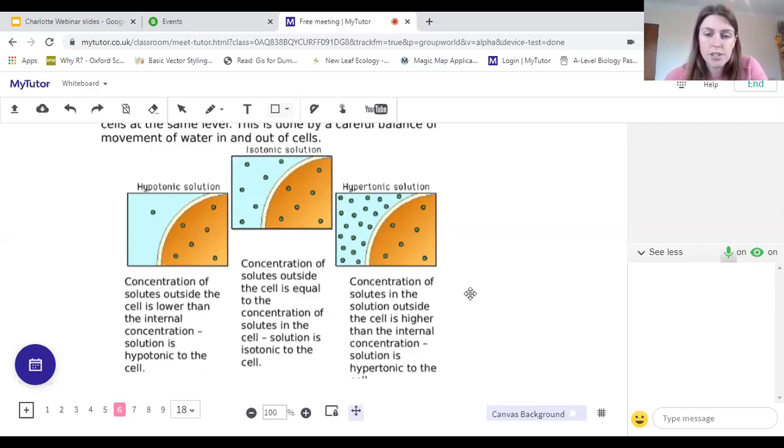So in this case, the concentration of solutes in the solution outside the cell is higher than inside the cell, than the internal concentration. And therefore, we say that the solution is hypertonic to the cell. Okay, so hypotonic, low concentration outside the cell. Isotonic, the same. Hypertonic, higher. The concentration of solute is higher outside the cell.